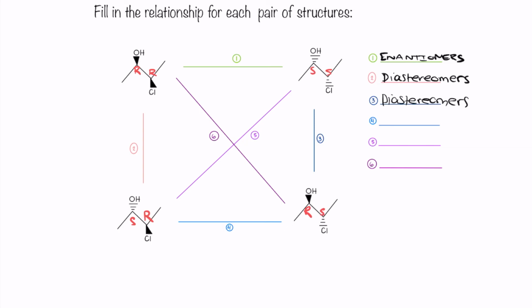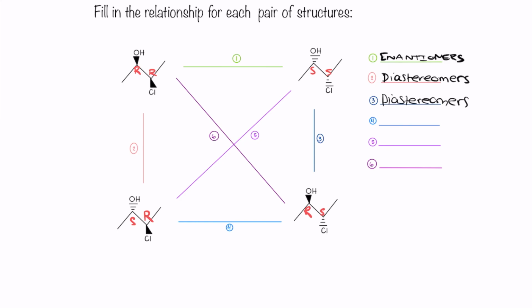And so now let's try number 4. So for number 4, we actually have SR going to RS. So we see here that this first chiral center flipped from a dash to a wedge, and the second chiral center flipped from a wedge to a dash. Now, what does that mean? Remember that I told you when both the chiral centers flip, they're going to be enantiomers, right?